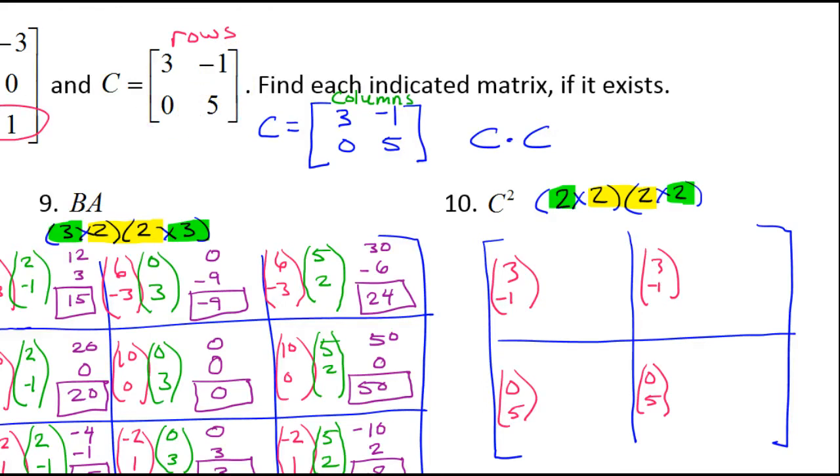Alright, now let's talk columns. Okay, column 1 will appear in column 1. So that's why 3, 0 will appear all the way down column 1. Let's move on to column 2. Column 2 will appear in column 2. So I will have negative 1, 5 all the way down column 2.